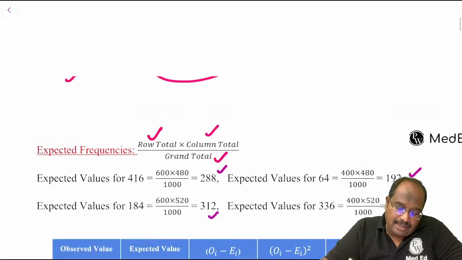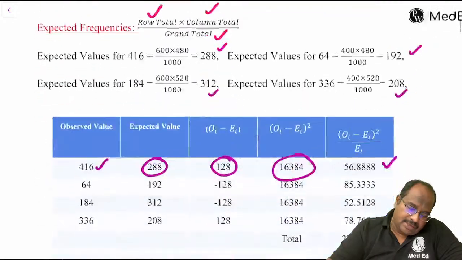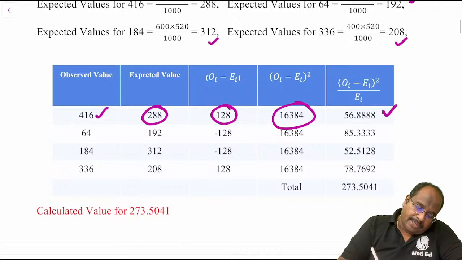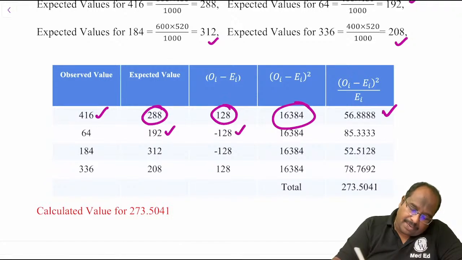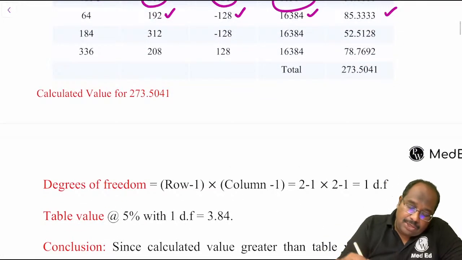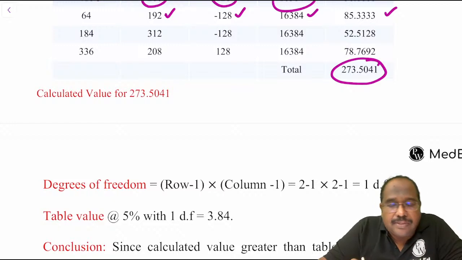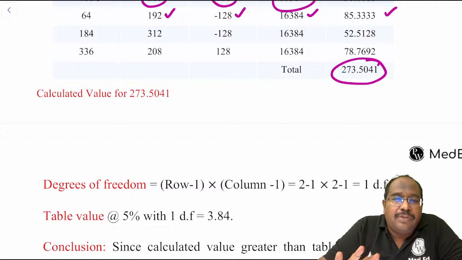Okay, fine. Similarly, this is 64 we have. For 64, expected value is 192. You subtract it, square it, then divide by expected value. If you do all these things, you will get the chi-square value. You have to do the calculation. Anyway, the document is sent to you. You can go through it later on. The calculated value is 273.